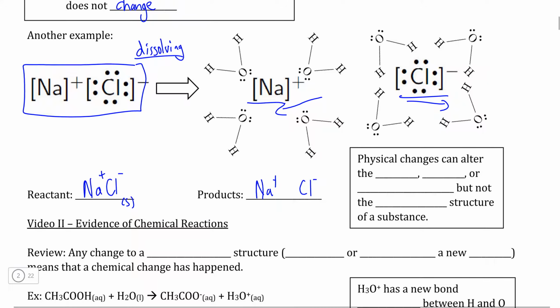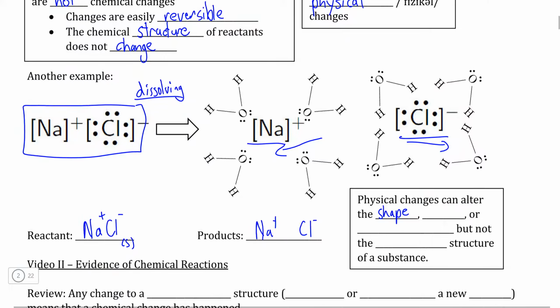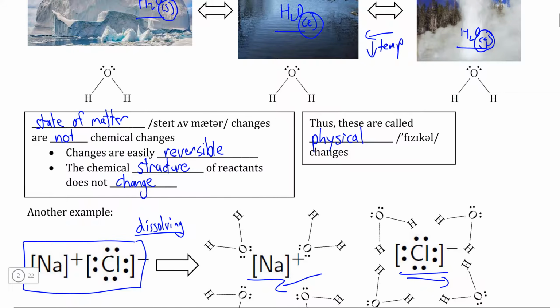So the conclusion here that we can reach is that physical changes may alter the shape of a substance. So obviously ice, liquid water, and water vapor are completely different in terms of shape. They may alter the size of whatever the substance is, or even as we see with the boiling and melting of water, we can alter the state of matter, but it doesn't actually change what the chemical structure of the substance is. And if this doesn't happen, we don't have a chemical change.